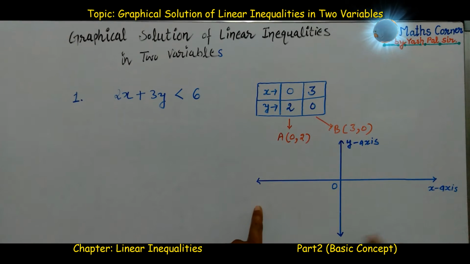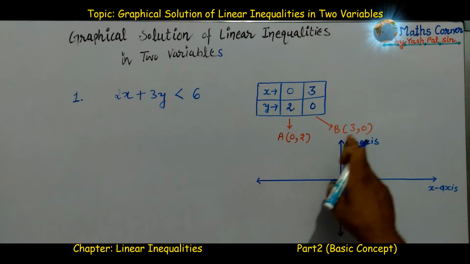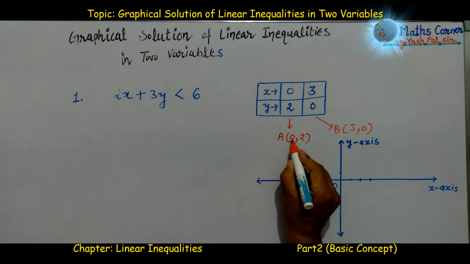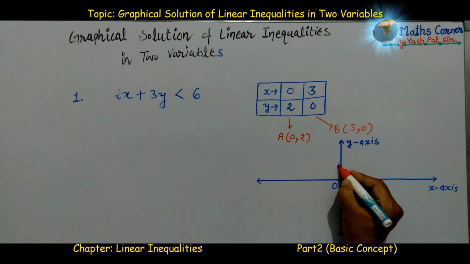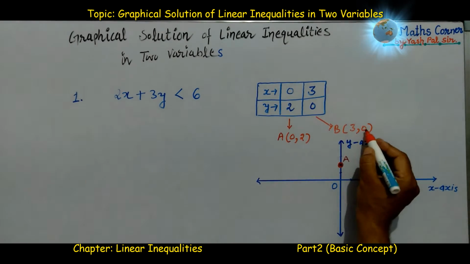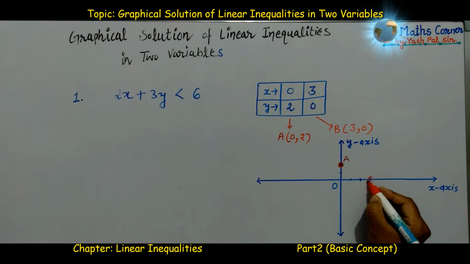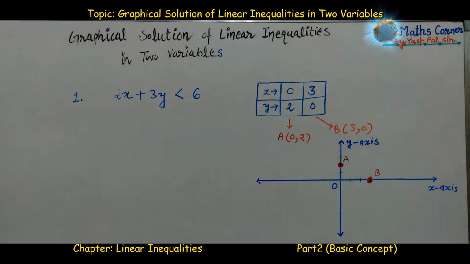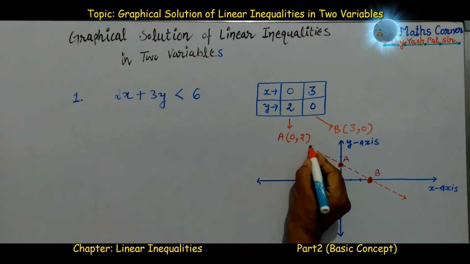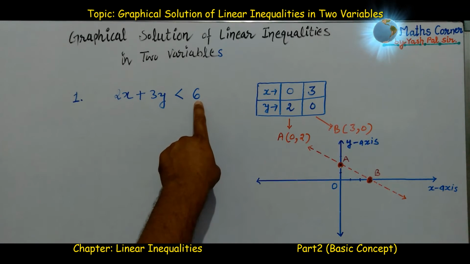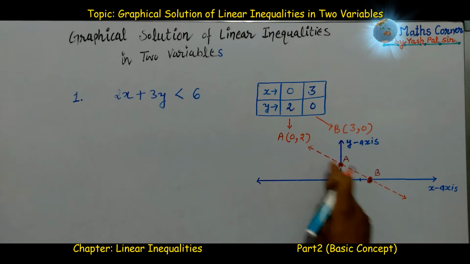Now consider this coordinate plane. Here we have the location of these two points. First of all, point A: x is 0, y is 2. This is the point A. And point B: x is 3, y is 0. This point is B. Now we join these two points with a dotted line. Why a dotted line? Because the equal to sign is absent, only the less than sign is there. So joining A and B with a dotted line.